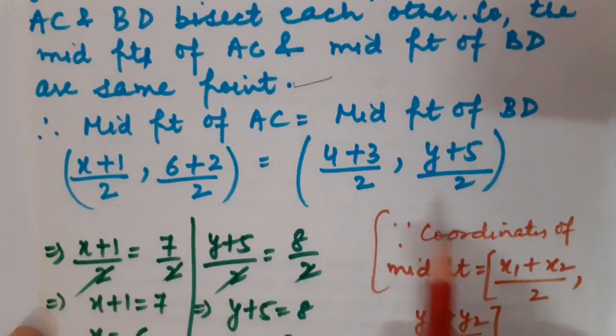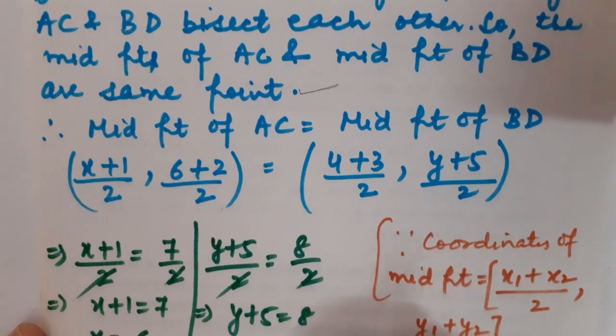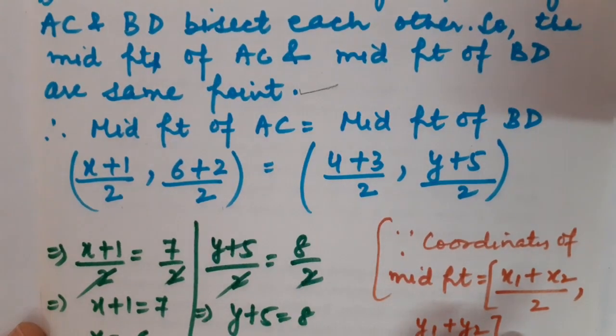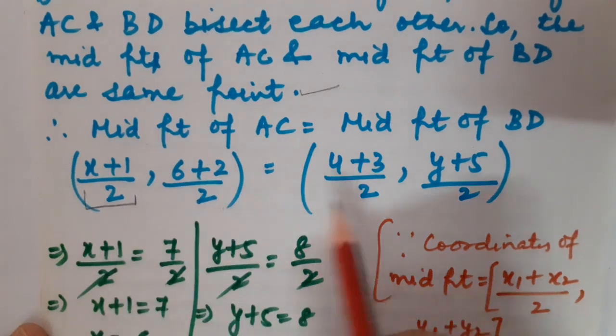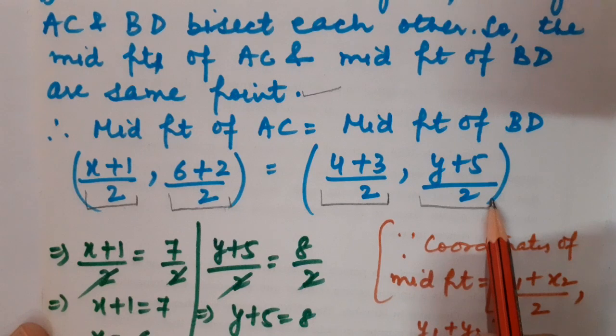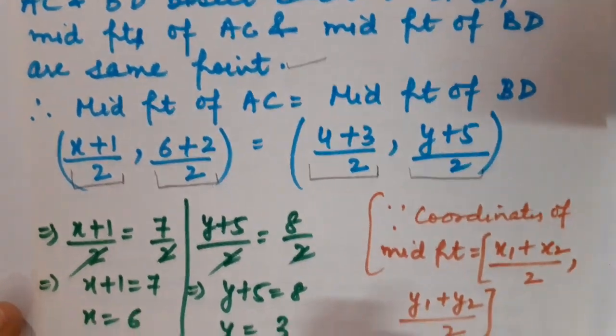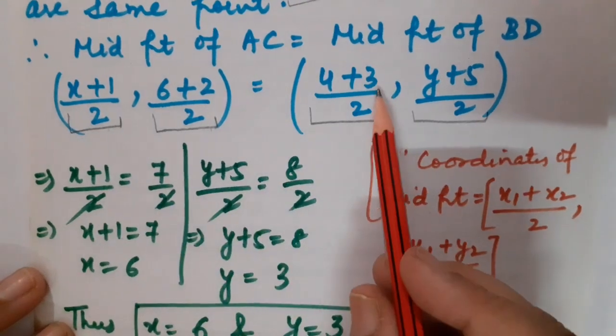Fine. As I have explained to you that the diagonals bisect each other for a parallelogram, so their midpoints must be same. So what can I say? That x coordinate must be equal to x coordinate and y coordinate must be equal to y coordinate. Fine, students. Okay. So (x + 1)/2 is equal to 7/2.